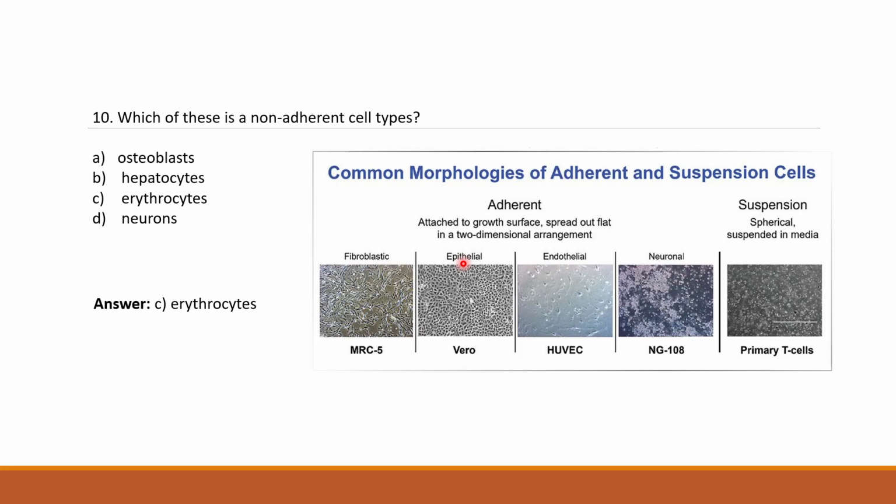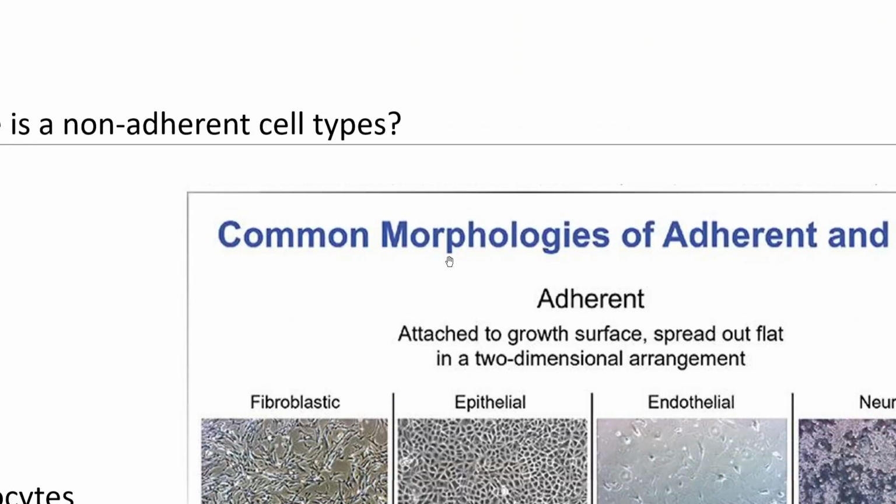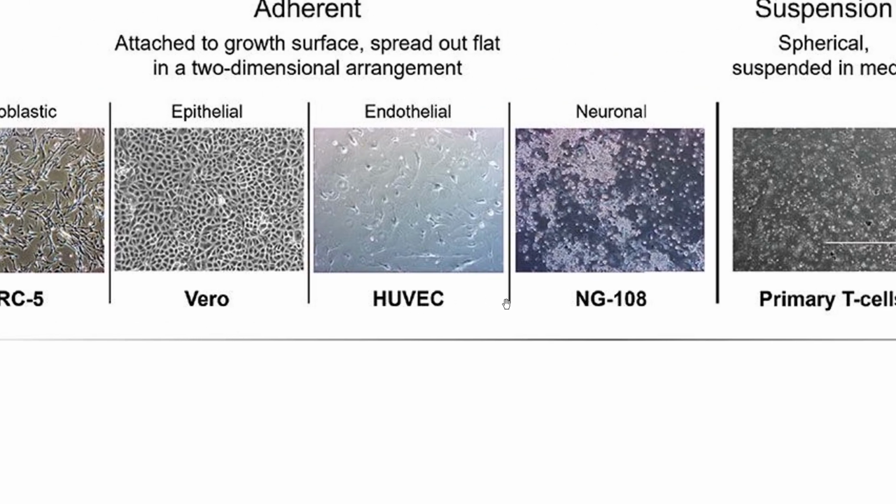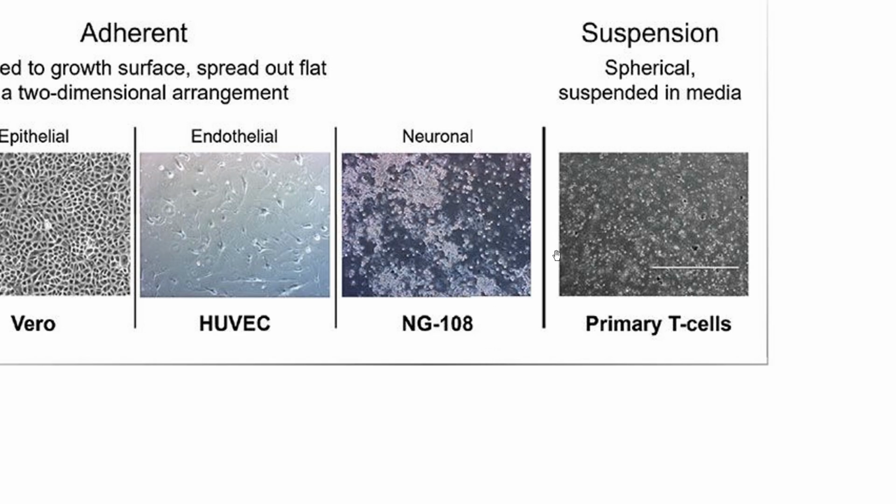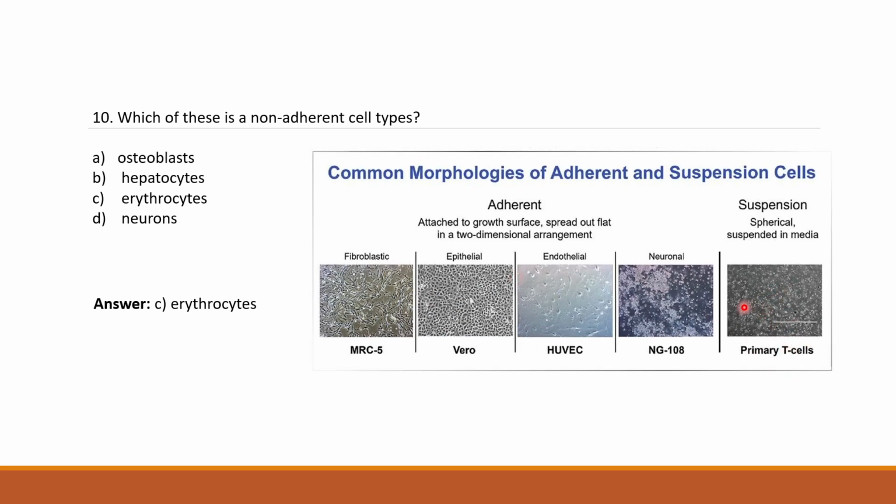So these are some of the common morphologies of adherent and suspension cells. Suspension cells and non-adherent cells are the same thing. Adherent cells grow attached to a surface, then they spread out and become flat, and usually on plates, if you grow a monolayer, it is a two-dimensional arrangement. Some of the neuronal cells like NG108 cell lines are also adherent cells. The suspended cell lines are T cells, mostly blood cells like erythrocytes, and T cells are all suspension cells. And then there are also monocyte-like cells. These are all suspension cells.